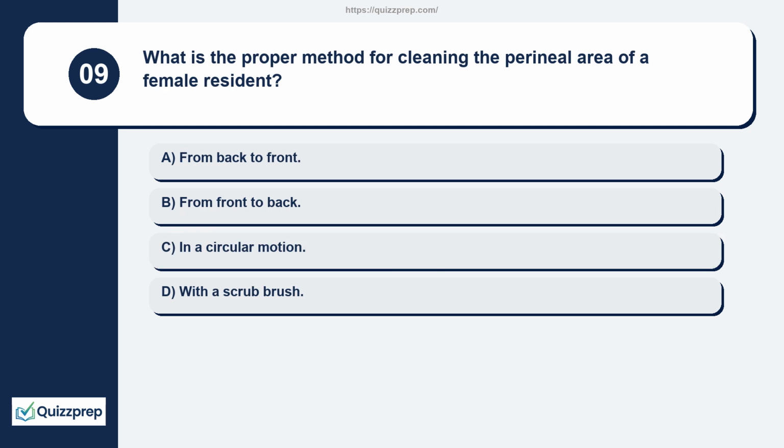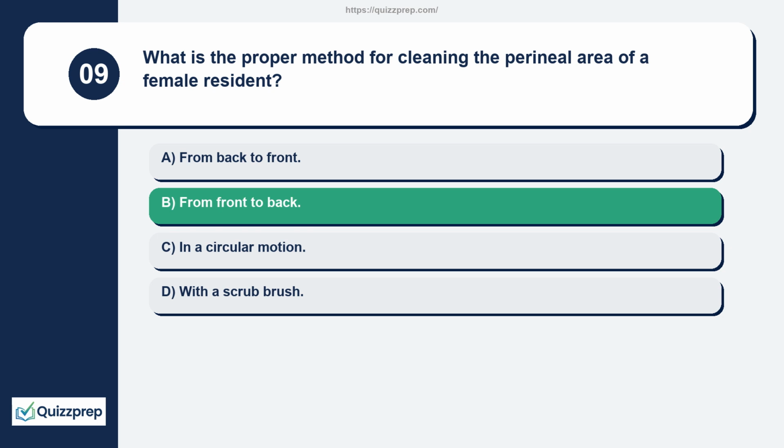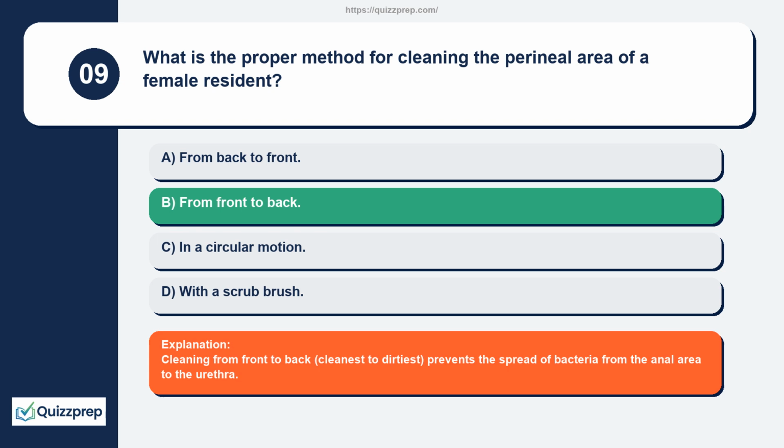Question 9. What is the proper method for cleaning the perineal area of a female resident? From back to front, from front to back, in a circular motion, with a scrub brush. Cleaning from front to back, cleanest to dirtiest, prevents the spread of bacteria from the anal area to the urethra.